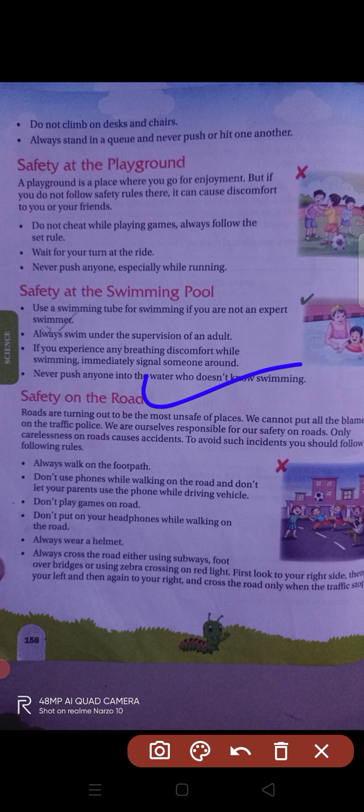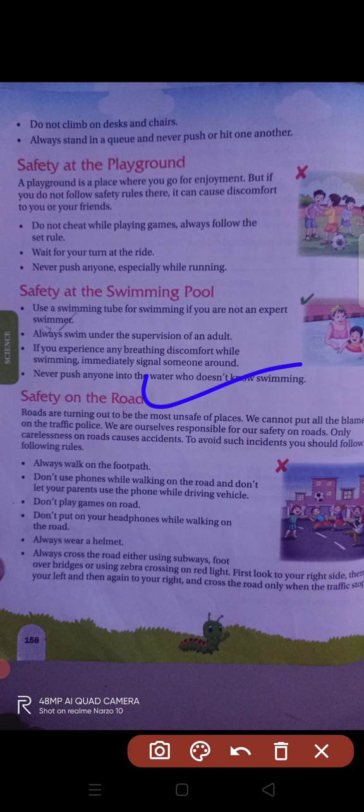We cannot put all the blame on the traffic police. We are ourselves responsible for our safety on roads. Only carelessness on roads causes accidents. To avoid such incidents, you should follow the following rules.